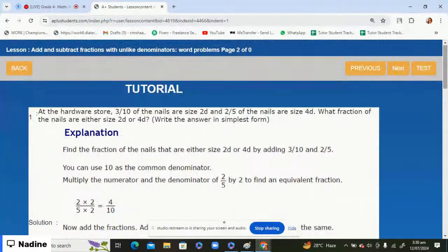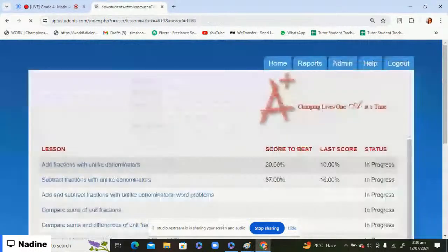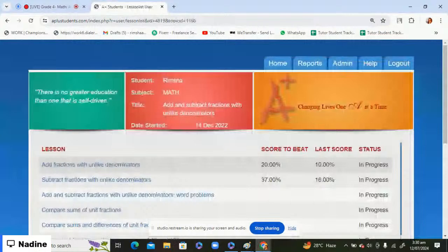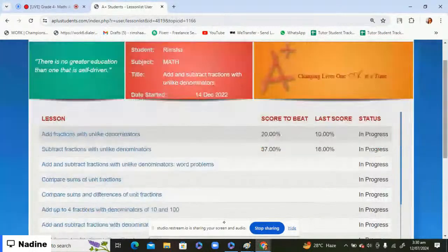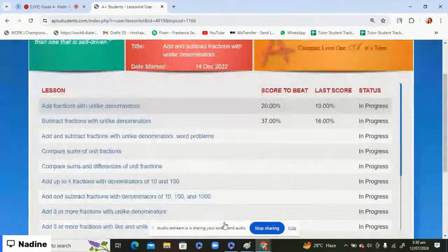So here you solve the rest of the question by yourself. Hope you guys understand this lesson. Now let's discuss the next. And this is the answer. So we have done the first one, second one, third one. Now let's do the fourth one.